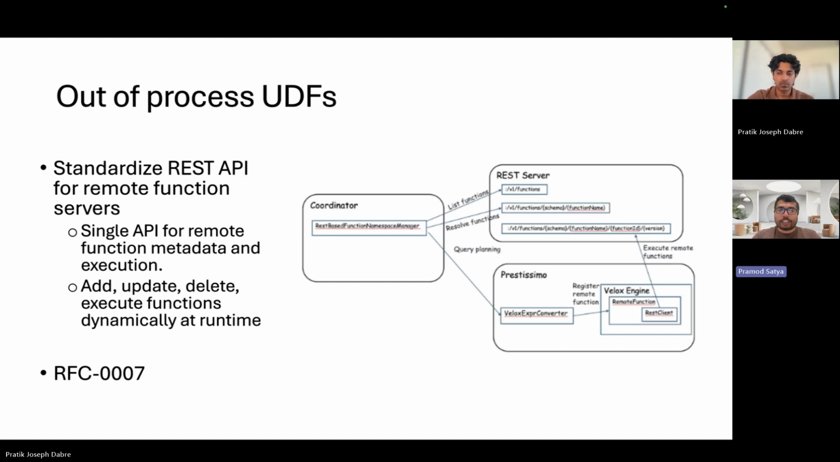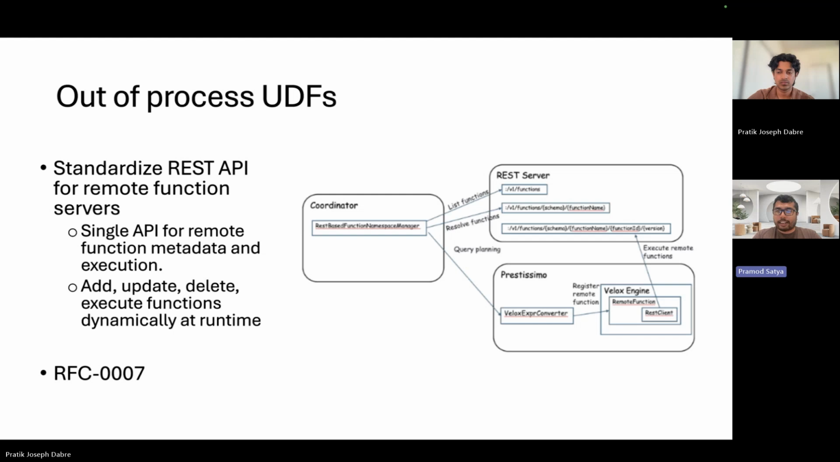Let's now look at out-of-process UDFs. For out-of-process UDF support, we define a new standard REST API for remote functions. And this API will support retrieval of function metadata and function execution within a single API definition. This API is designed to be dynamic in order to allow users to define new functions at runtime. These out-of-process UDFs will be integrated into the coordinator with a new function namespace manager for REST remote functions.